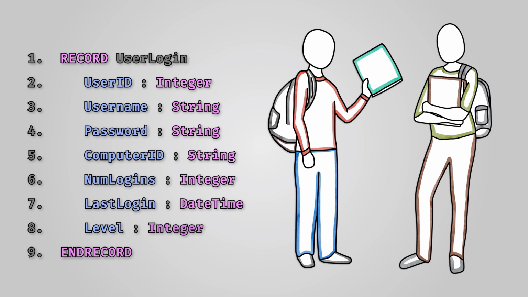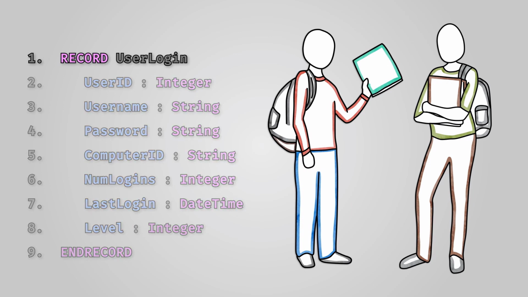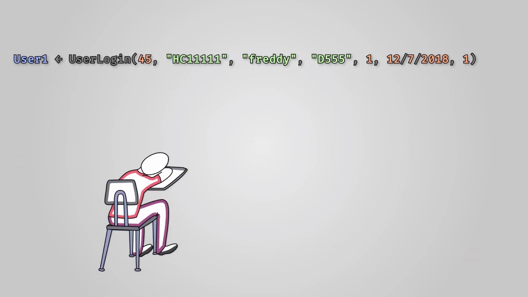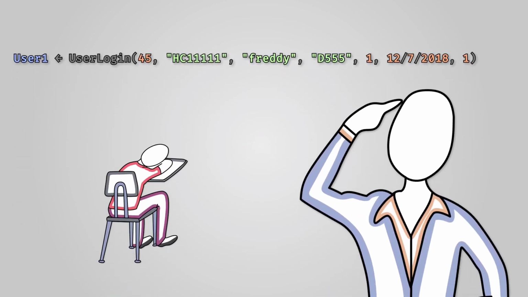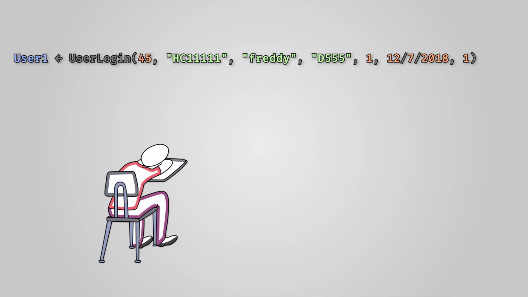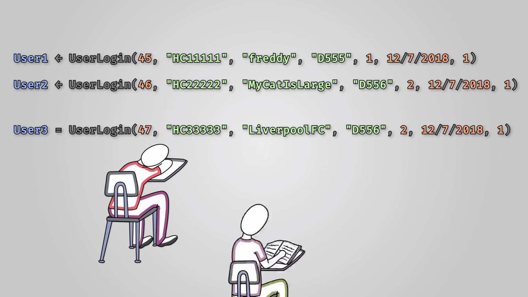The important line is this. This says we are creating a new data type called login. To create a new record using this login data type, we can write the following. Note that the order of the data between the brackets must match the order of the data items in the record. You could then write the other records as follows.